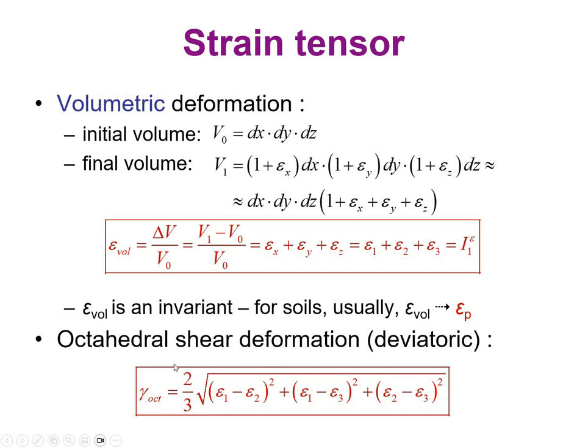And the octahedral shear deformation is defined with this expression in here in terms of the principal strain components, because in the same way that the stress tensor has principal stresses and directions, the strain tensor will have as well principal strains at some orientation in the three-dimensional space where the distortions are equal to 0. So this is the expression for the octahedral shear deformation.